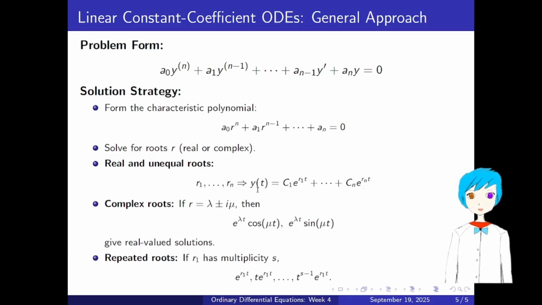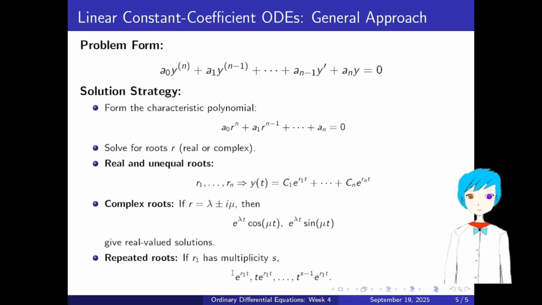If the roots are real and distinct, then the general solution could be easily written as a general linear combination of the functions e to the power r_i t. If the roots are complex, then we just replace those real valued functions with e^(lambda t) times cosine mu t and sine mu t, where r equals lambda plus or minus i mu. So we get some trigonometric functions in this general solution.